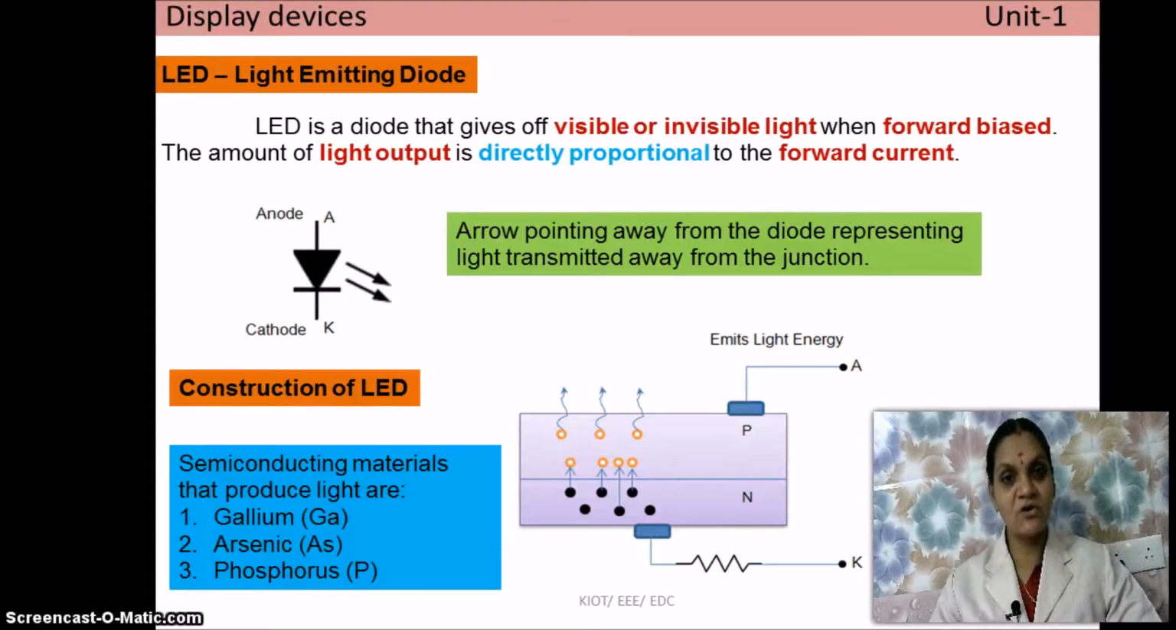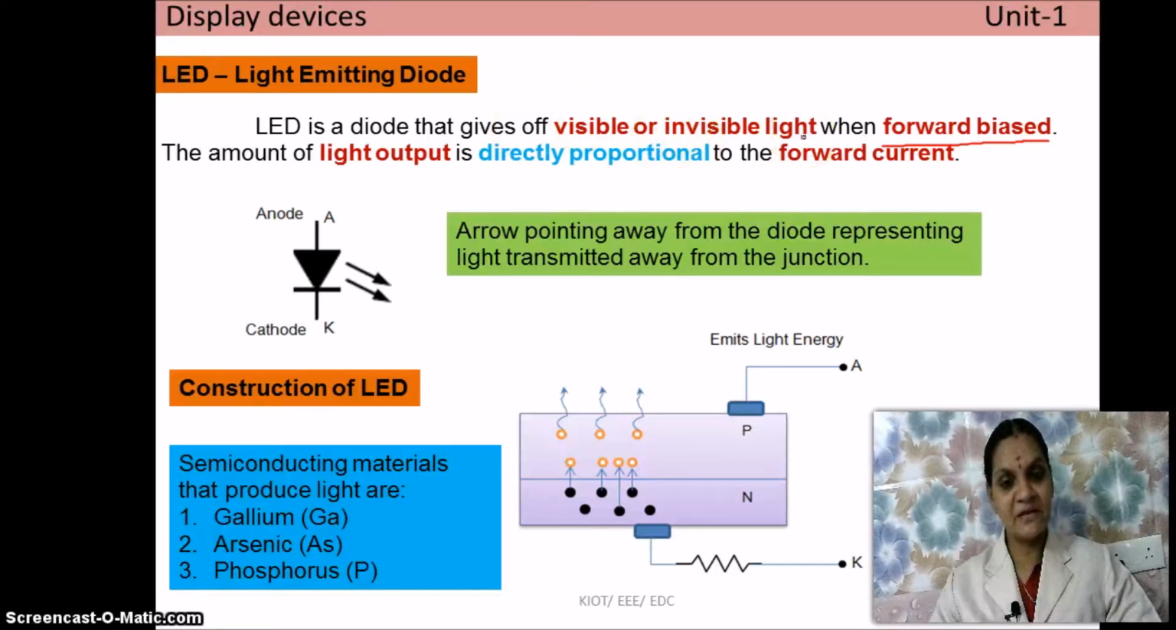For that, what is actually done on the construction side? That we will see here. The definition is: an LED is a diode that gives off visible or invisible light when forward biased. It can give off either visible light or otherwise invisible light. Visible means different colors of light we can see.